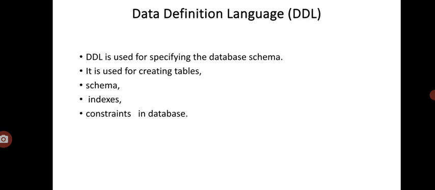In this slide, we will learn about the Data Definition Language, that is DDL. The DDL is used for specifying the database schema. It is used for creating tables, schemas, indexes and constraints in the database. While creating the database, we have to create the tables, and while creating the tables, we have to mention some of the schemas, indexes and constraints. All these functionalities are defined in the data definition language.